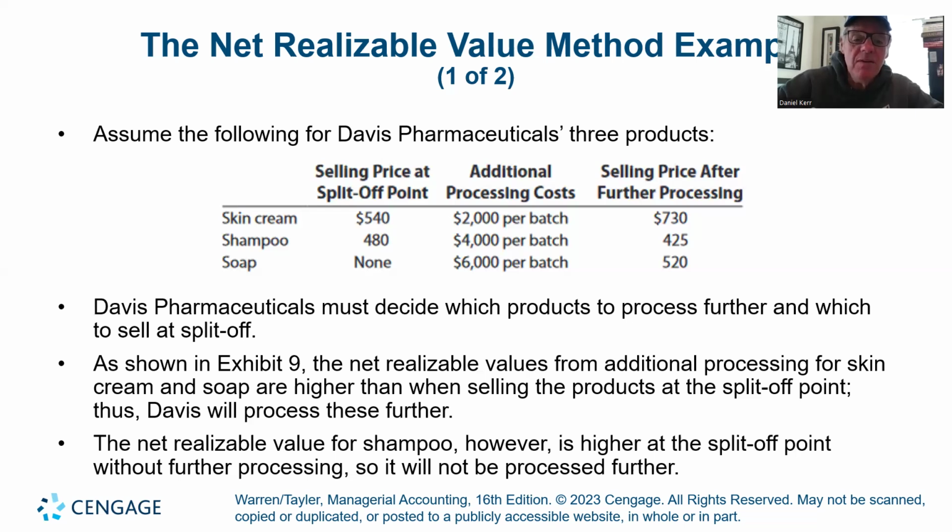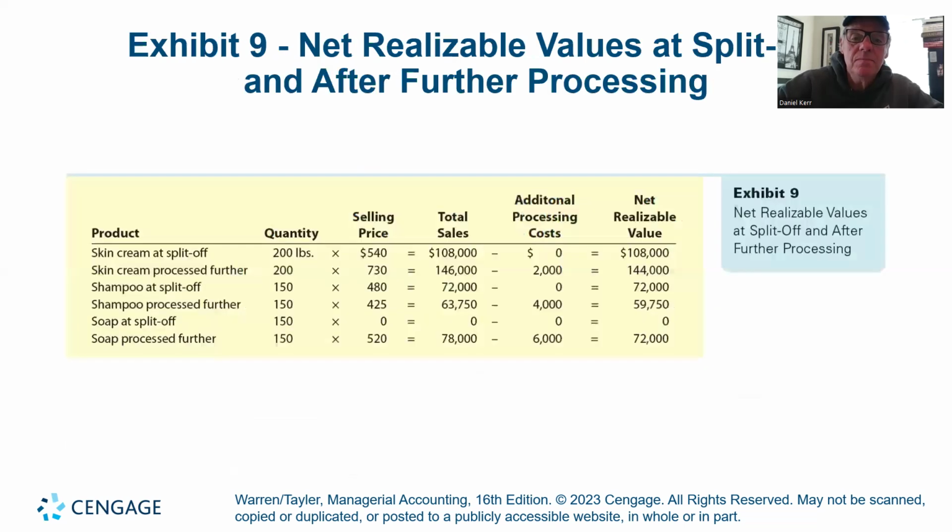And what we find, when we do the actual comparison here, when we get to shampoo, its value is actually higher at the split off point without further processing. So we're going to decide not to process it further. So here's the cost data we need to get the net realizable value. As I said, we're going to do two calculations.